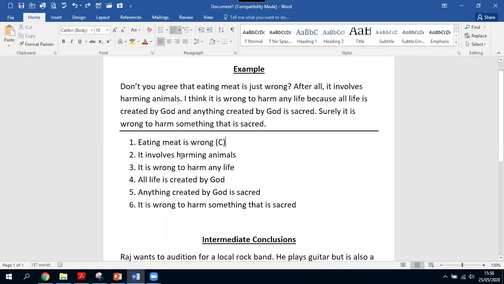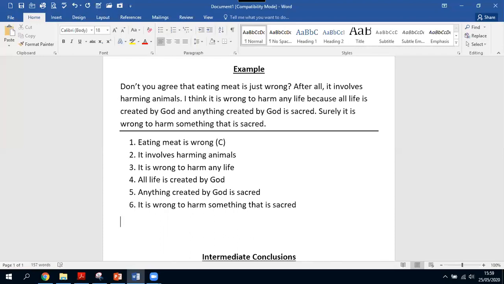This is our conclusion because all of these other statements give support to it. But in order to understand exactly how, we need to consider the relationship between these premises and the conclusion, because we also have an intermediate conclusion. So let's work it out. If I just start with eating meat is wrong, it involves harming animals, it is wrong to harm any life, all life is created by God, anything created by God is sacred, it is wrong to harm something that is sacred. If I say it all at once, it's a convoluted mess. What we need to understand is how each of these premises supports one another to get to this conclusion.